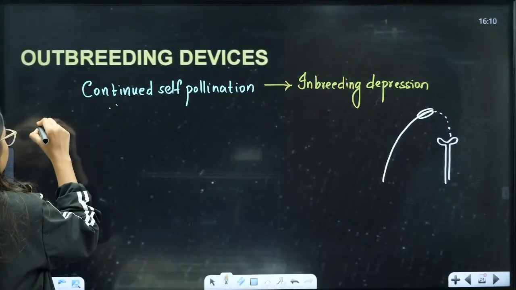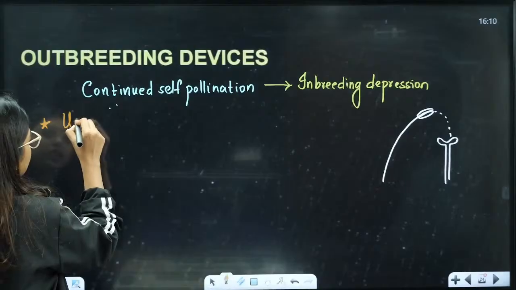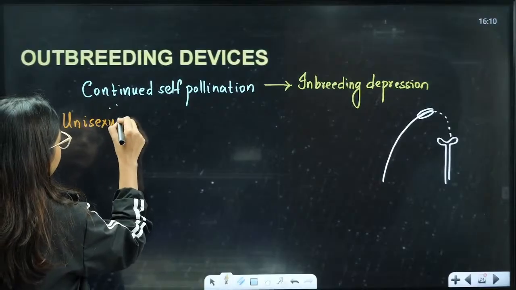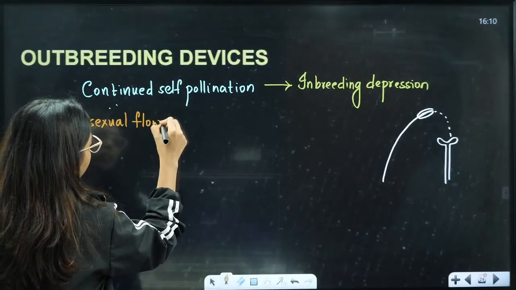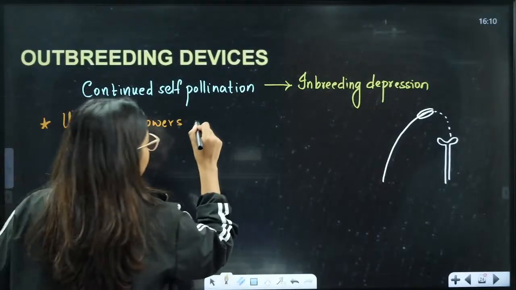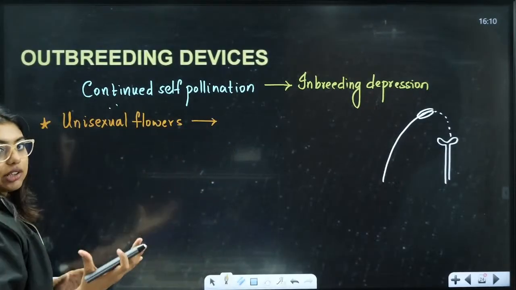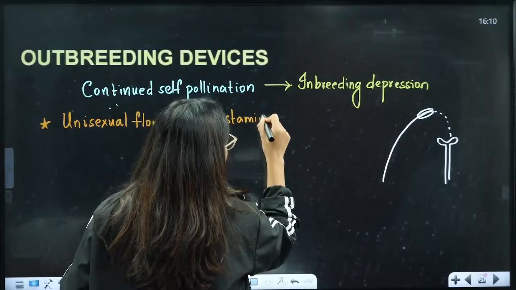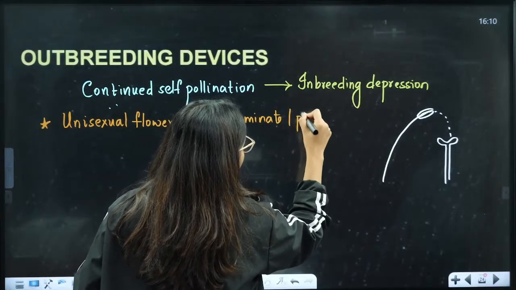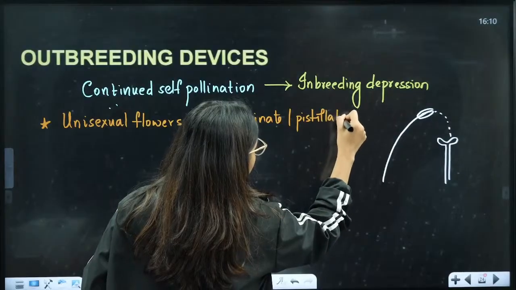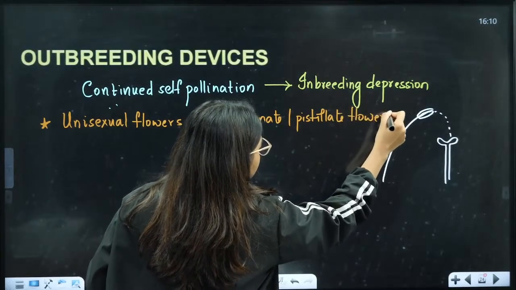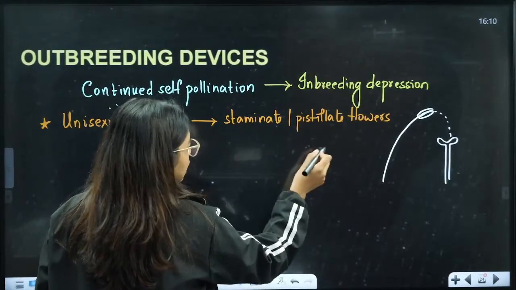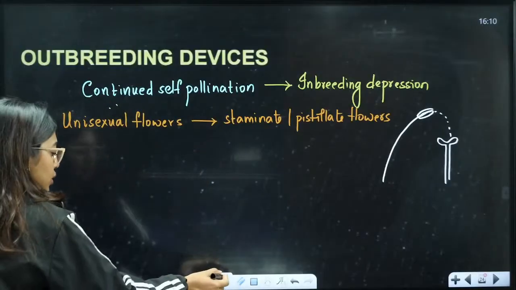First one, students, is formation of unisexual flowers. Unisexual flowers means, in one plant, only male flowers will be there, in another plant female will be there. So we can say staminate flowers and pistillate flowers. Just like papaya. That means in one plant you will see only the male part, in another plant you will only see the female part. Okay, formation of unisexual flowers.